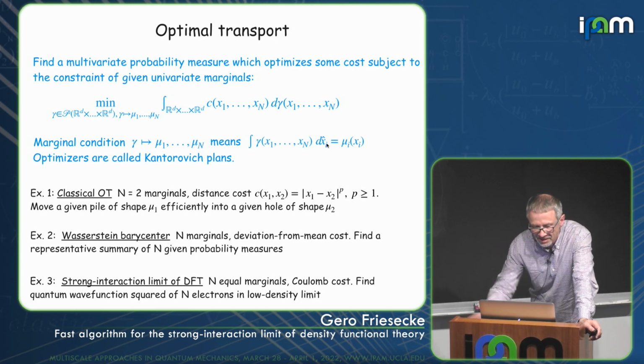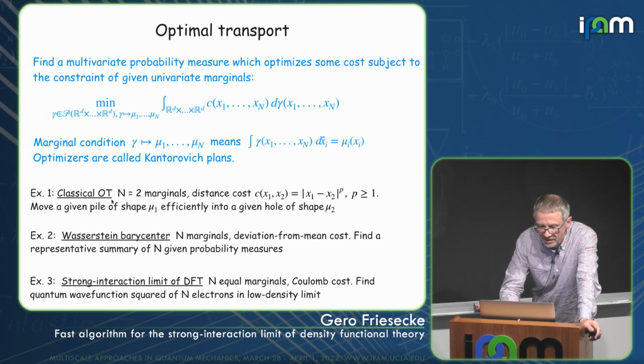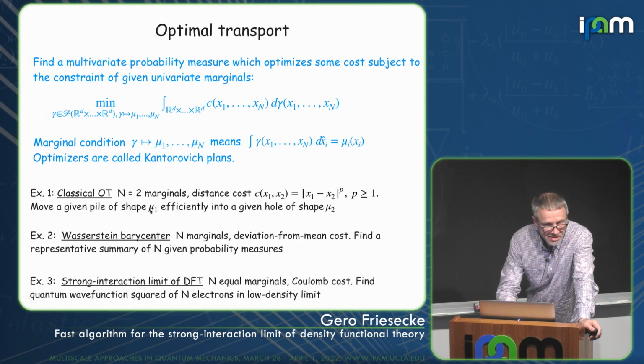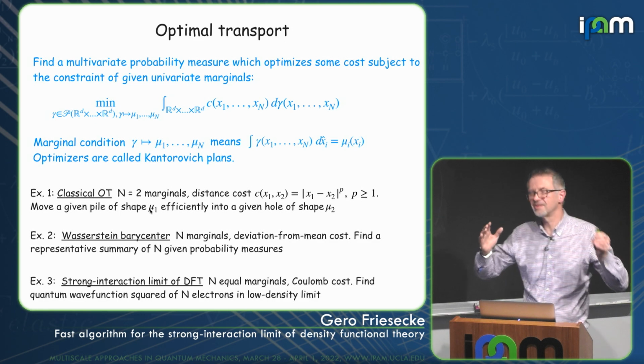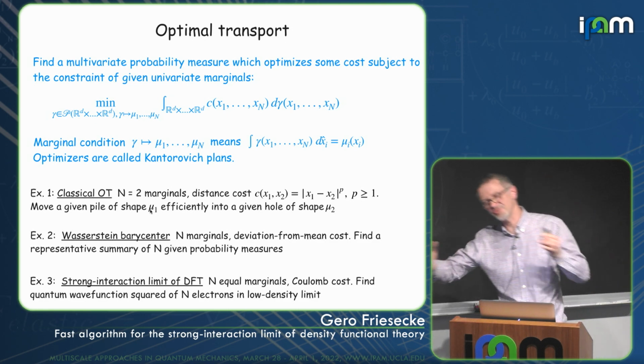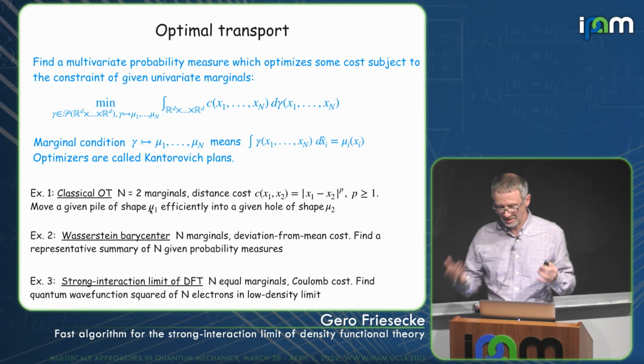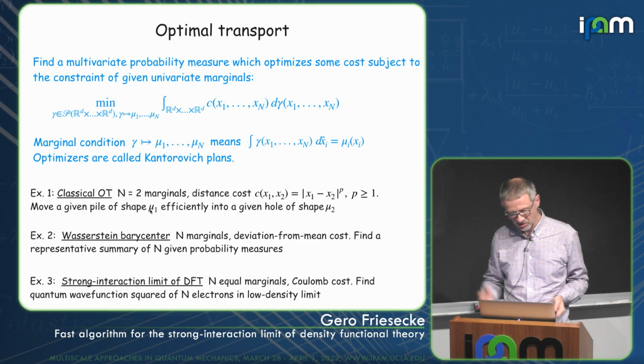Now there's classical optimal transport. There you have just two marginals and typically a distance cost, |x1 minus x2| to the power p, where p is bigger or equal to 1. I have a picture later. This came from moving a given pile of shape mu1 efficiently into a given hole of shape mu2, and was motivated by civil engineering. I have a picture on the next slide.